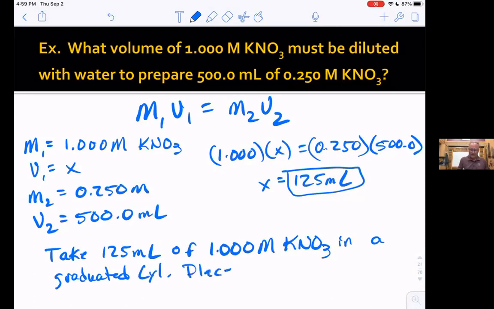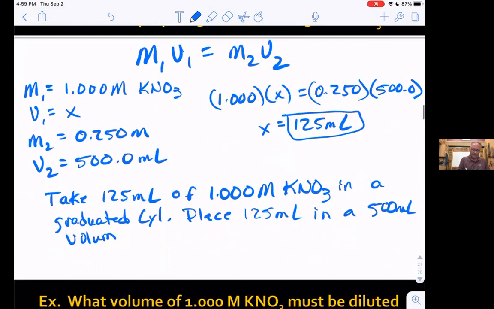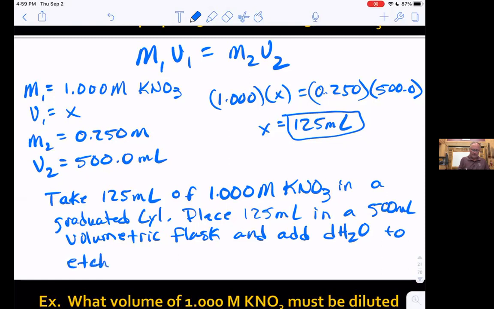So you're going to place this 125 milliliters in a 500 milliliter volumetric flask and add water to the etched line. Oh, that's right, the water is distilled water, DH2O. Add DH2O to the etched line. That is sufficient. That would get you through your AP test.